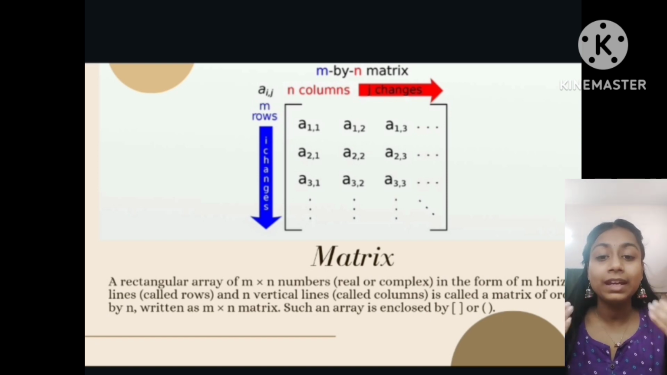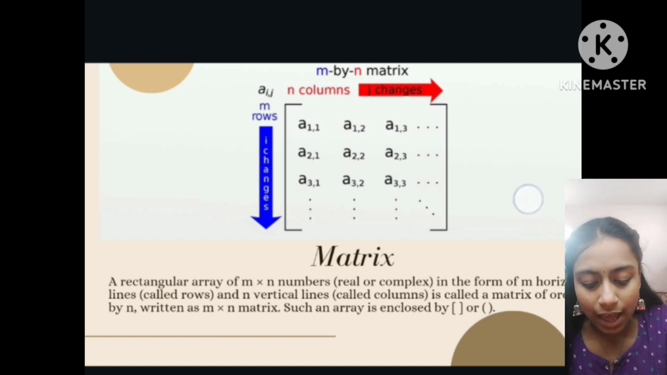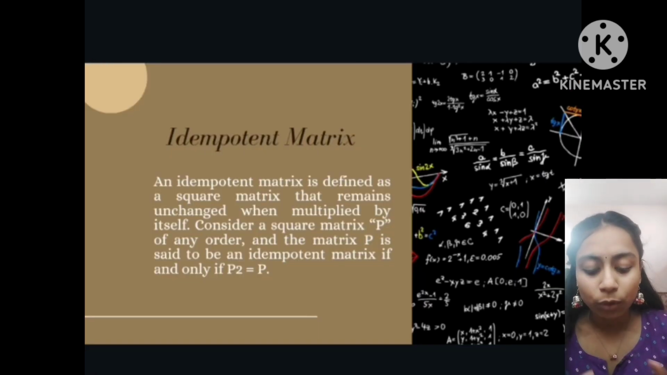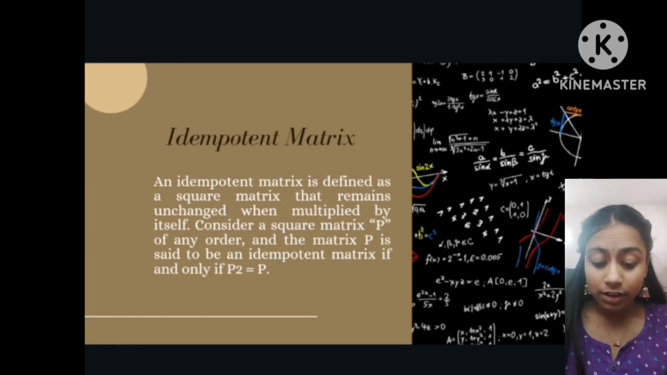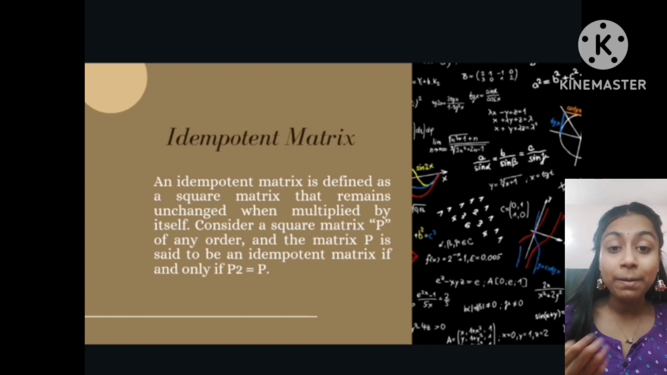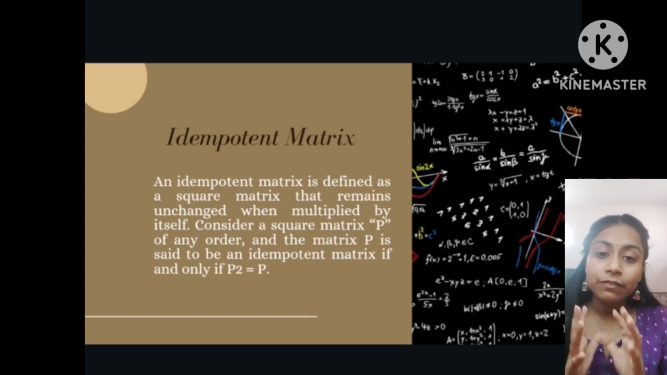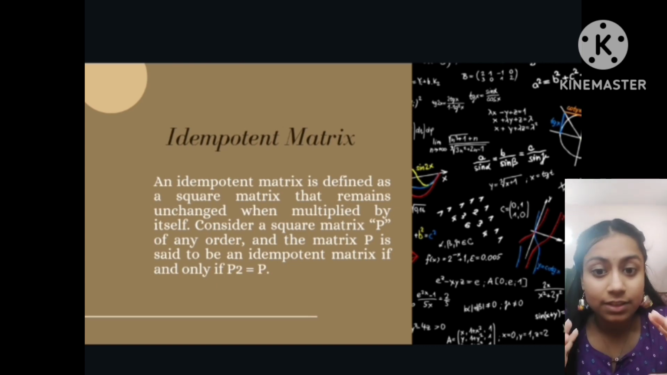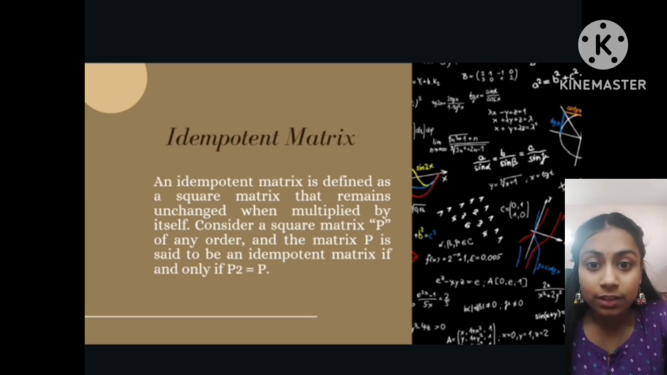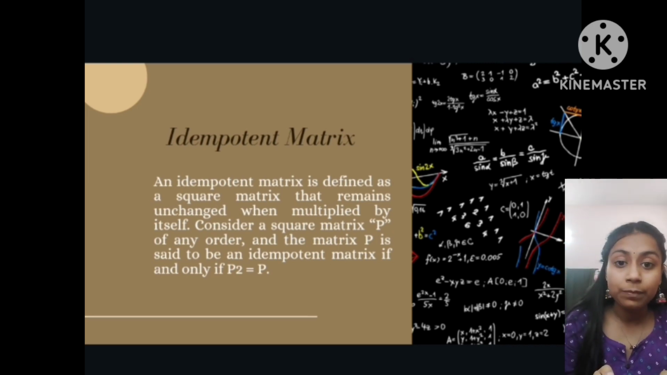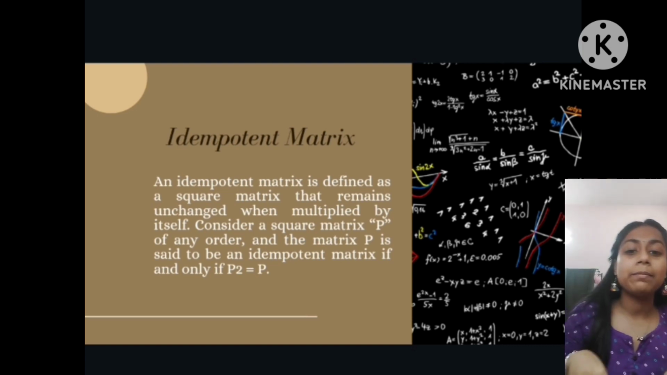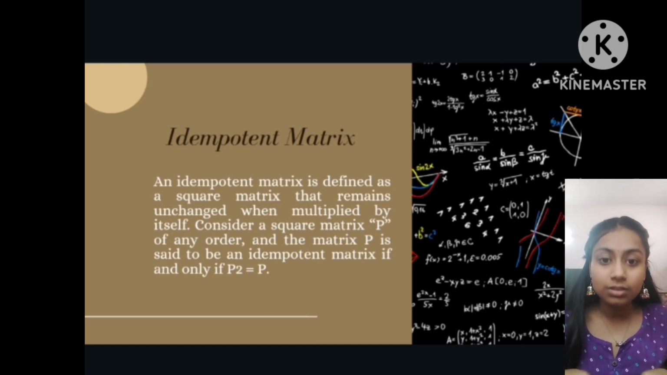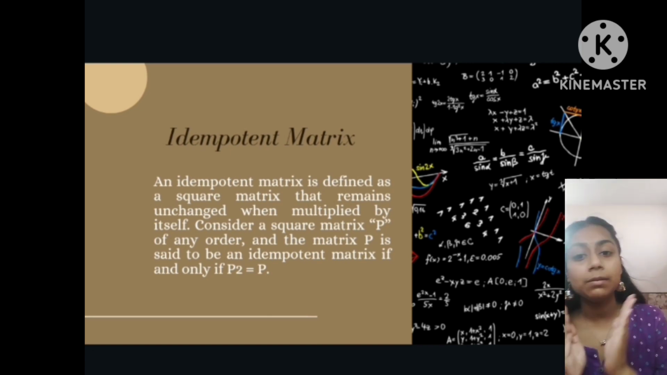If we go further, the main topic, that is what is an idempotent matrix. Simply, by the definition, an idempotent matrix is a square matrix that remains unchanged when multiplied by itself. If there is a matrix A, and we multiply that matrix with itself, A multiplied by A, in an idempotent matrix, A multiplied by A gives A, means A square gives A. When this condition is satisfied, then the matrix is known as an idempotent matrix.